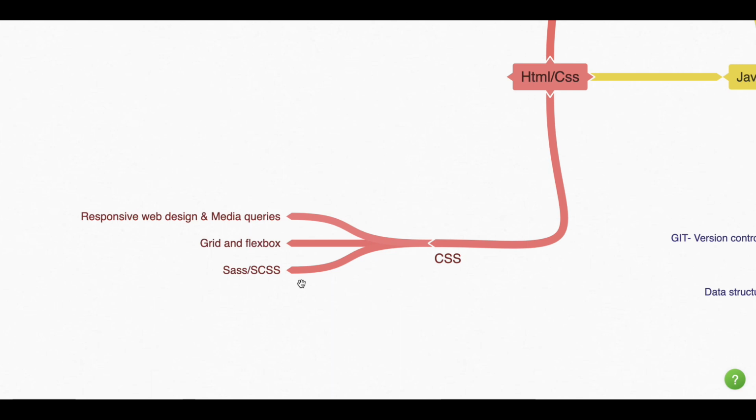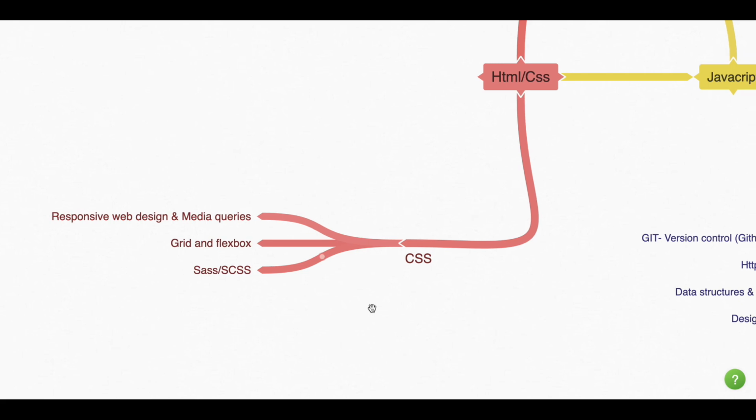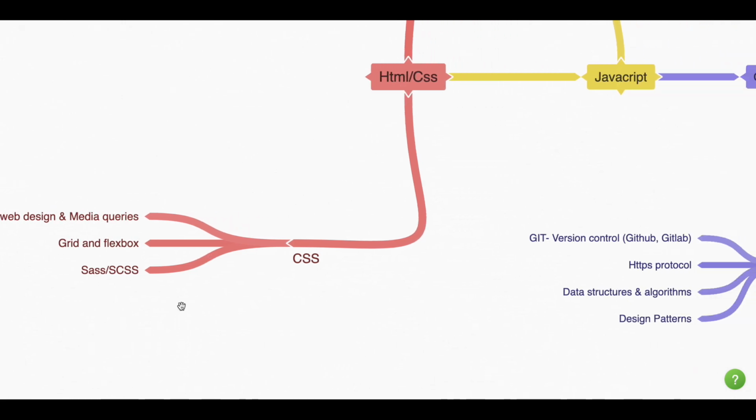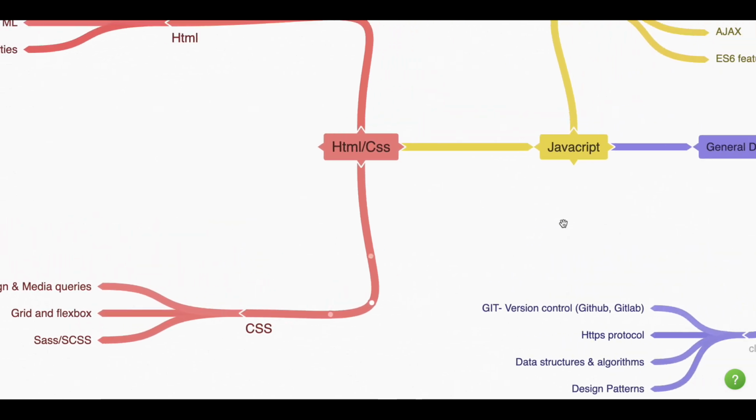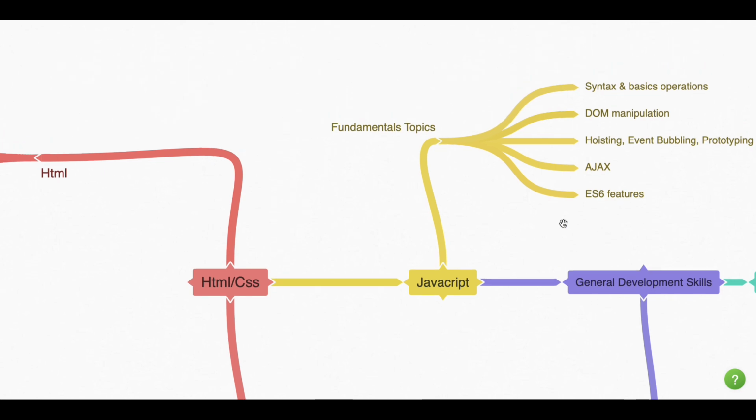Then after that we have Grid and Flexbox. Grid is a layout module with rows and columns, making it easier to design web pages. And Flexbox is a layout module with a responsive layout structure. So both of these are used to make your website responsive. The next part is Sass and SCSS. These two are preprocessors of CSS. We can learn them further.